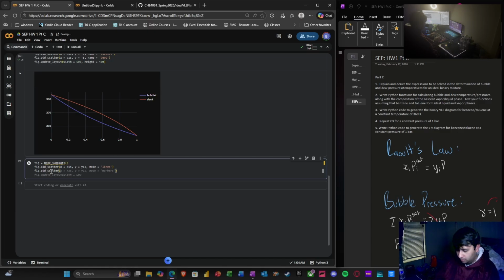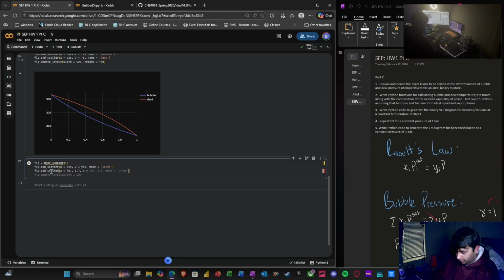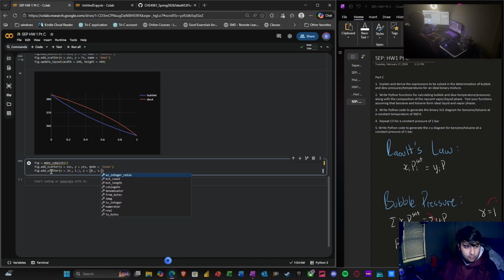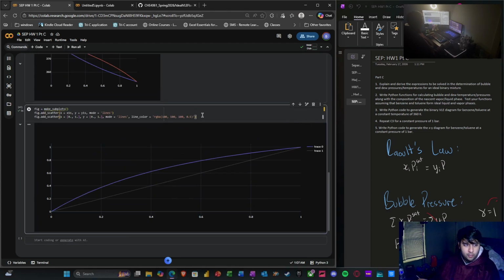which x equals at 0 and 1, same with y, which is at 0 and 1, and mode will be lines, and then line_color will equal the RGB, A being the transparency factor, I would say, and so 0.1. That should, yep, there we go.